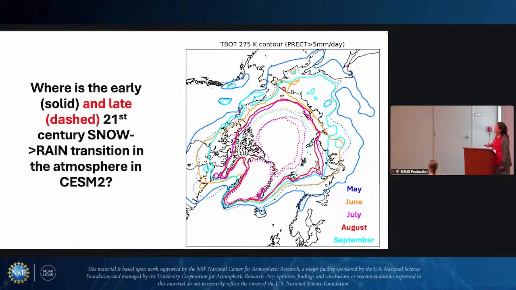And so then I added in dashed lines the late 21st century. So just seeing this kind of encroachment into the Arctic Ocean of where we can start to have conditions where the atmosphere is really not going to support the development of snow. It's really going to be rain.